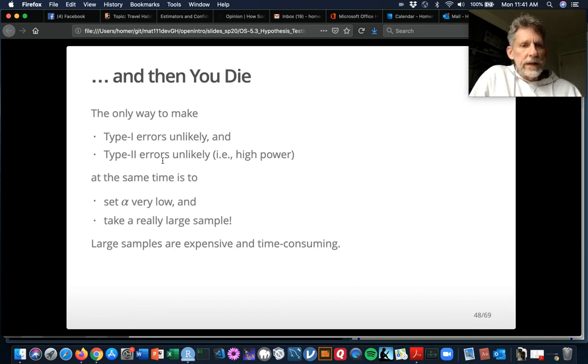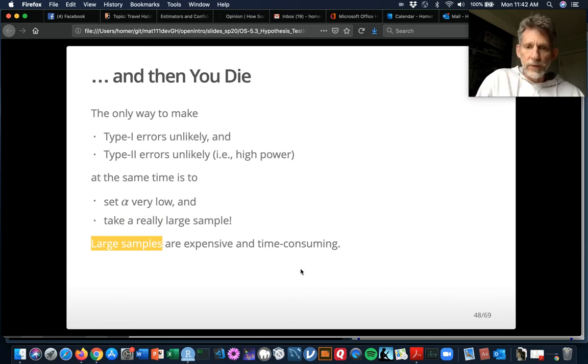The only way to make type 1 errors less likely when the null is true, and to make type 2 errors less likely when the null is wrong, to do that at the same time, is to set your alpha very low and increase your sample size really high. But that means that you're going to have to work with very large samples. And that's time consuming and expensive, to gather a whole lot of data.